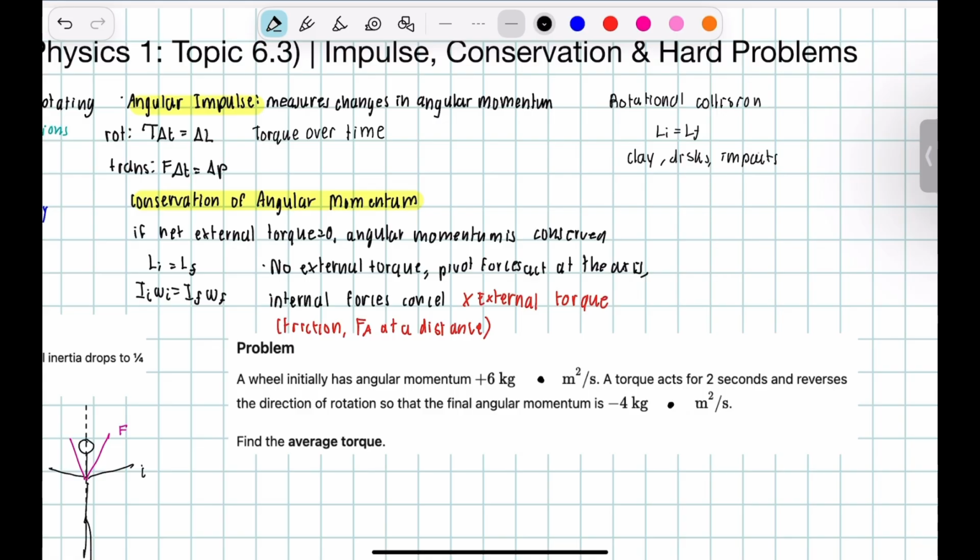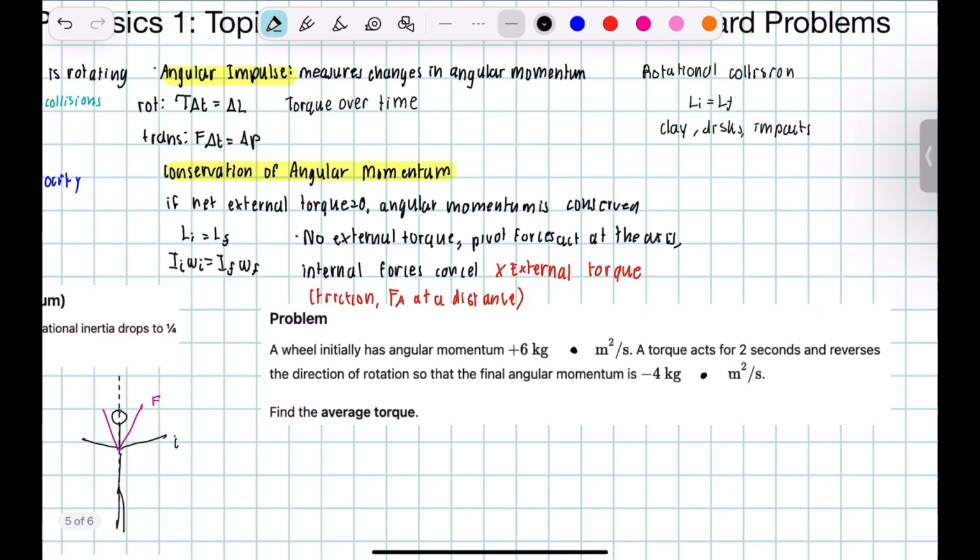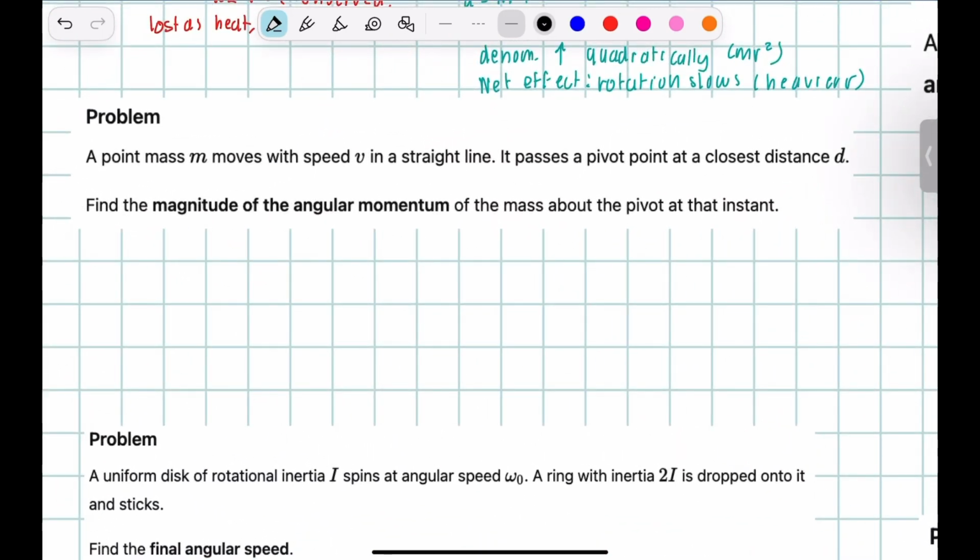So let's continue with some more examples. A point mass M moves with speed v in a straight line. It passes a pivot point at a closest distance d. Find the magnitude of angular momentum of the mass about the pivot at that instant. So there's a mass and it's moving with v, but it passes through here. So we want to find L at this instant.